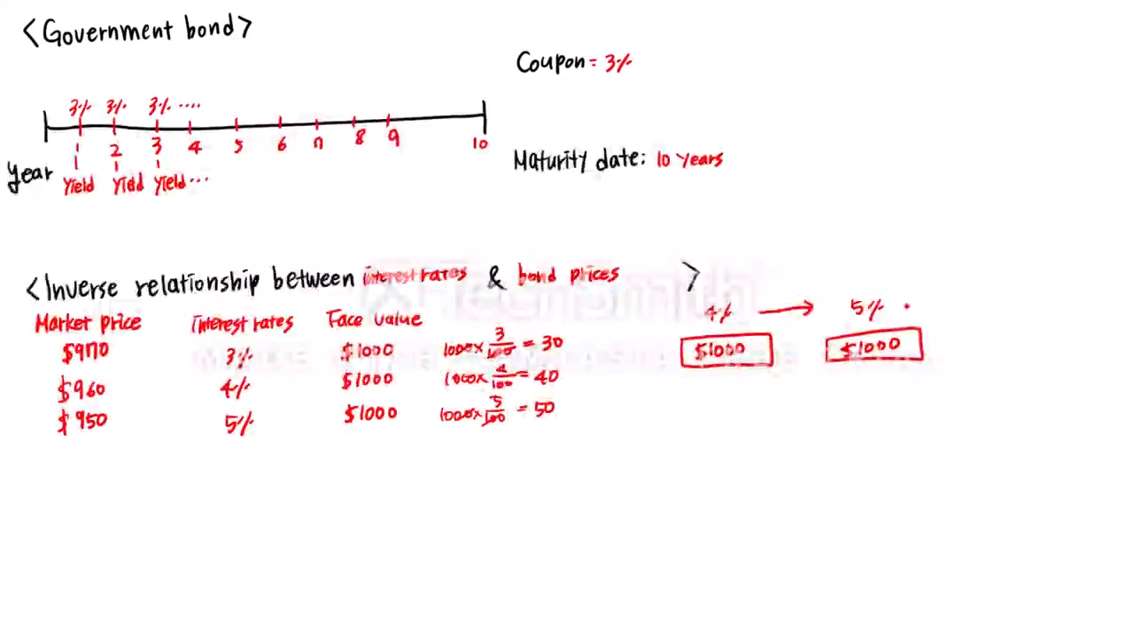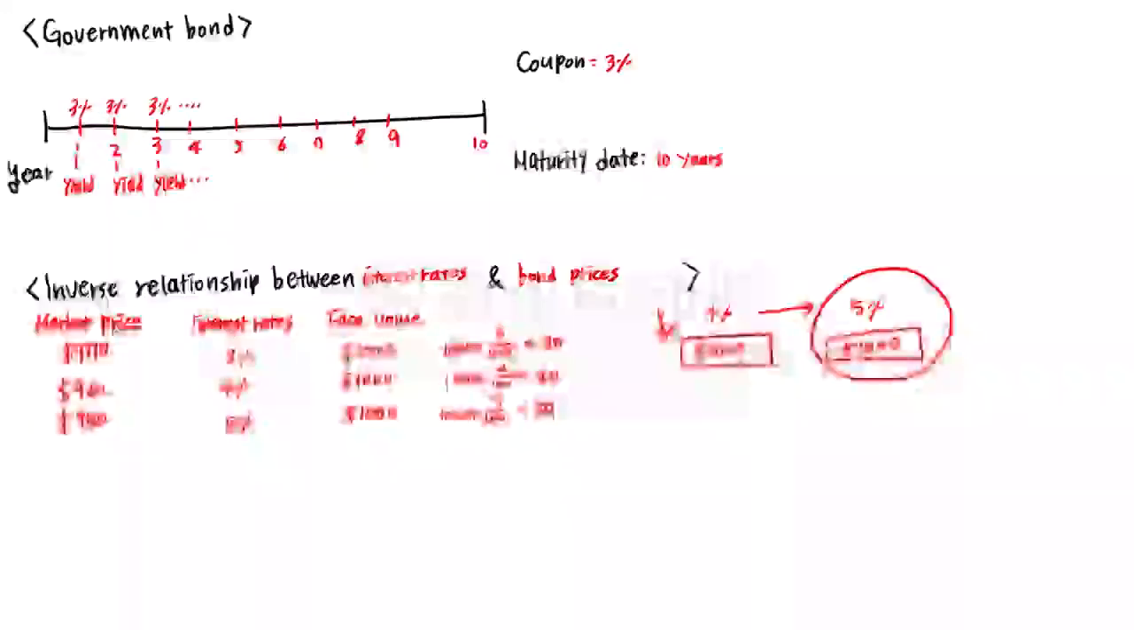Then people will value this new bond better because its interest rate is bigger and this will benefit them more. So this is less valuable now. So the previous price, the market price of the previous government bond will eventually decrease. So this is another way to understand this.